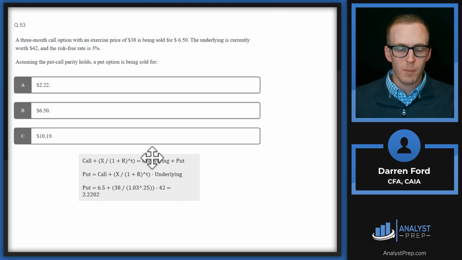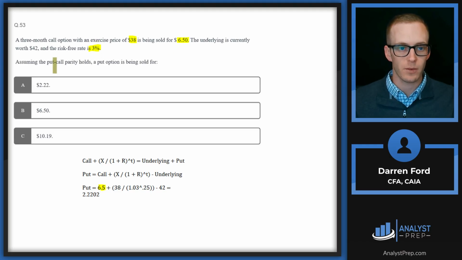So let's pull in our put-call parity formula and we'll work through this. It's going to be the call plus the bond equals underlying plus the put. We're going to rearrange that. So now we have our call at 6.5, which is given to us. X is going to be our exercise price. And we're going to discount that back at the risk-free rate for 1 year.